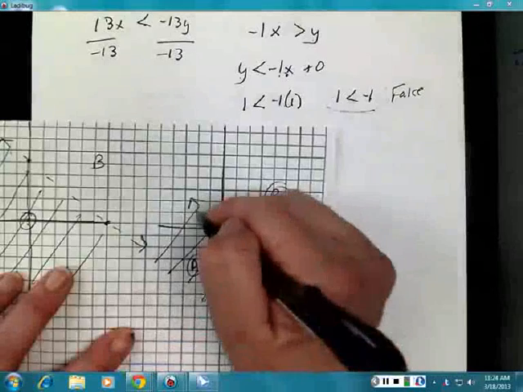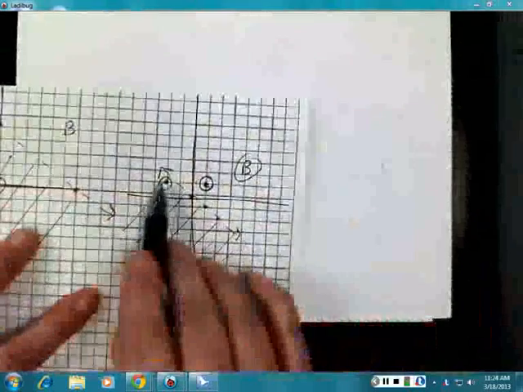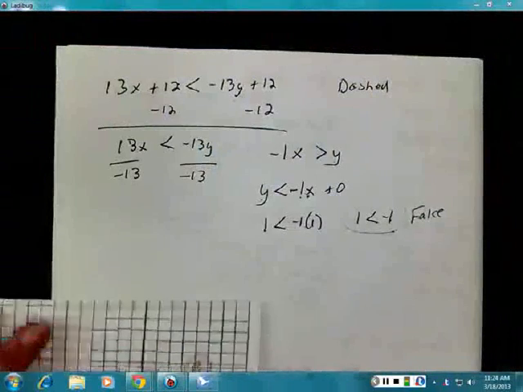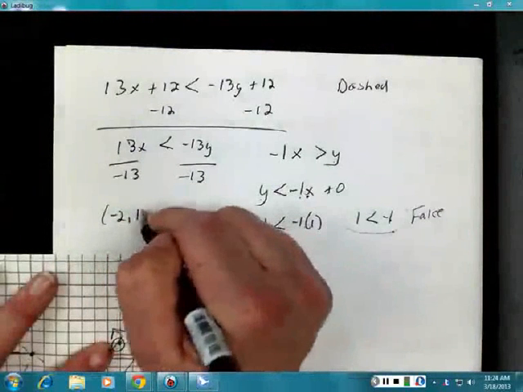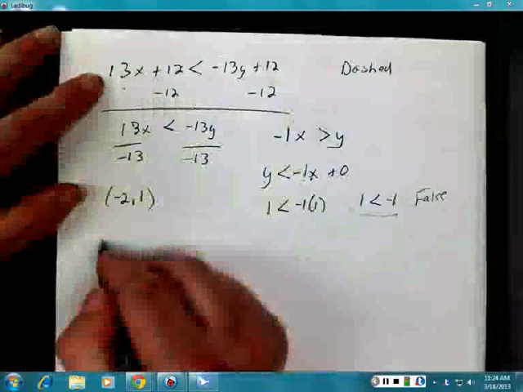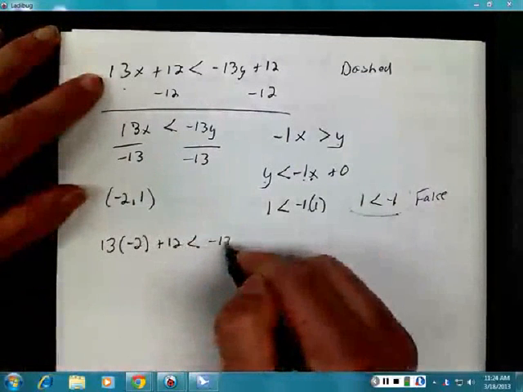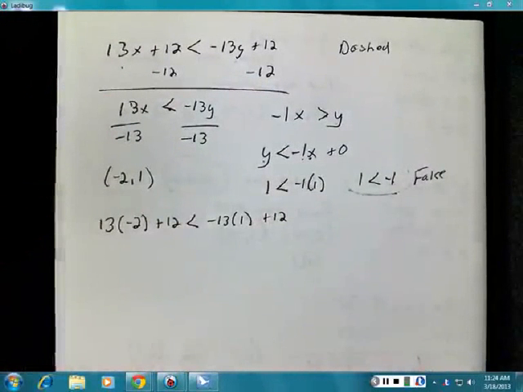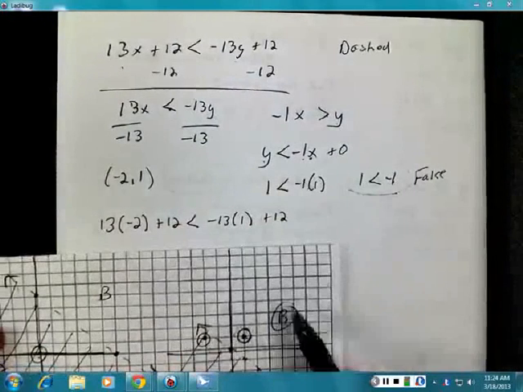The other thing about points where you're shading is they make the whole thing true. If I pick this point, for instance, and plug it back into my original equation, maybe this will help you out, because everything on this side will make this true. So if I take this point, its location is -2, 1. Plug it into this equation: 13 times a -2 plus 12 is less than a -13 times 1 plus 12. And it makes it true.